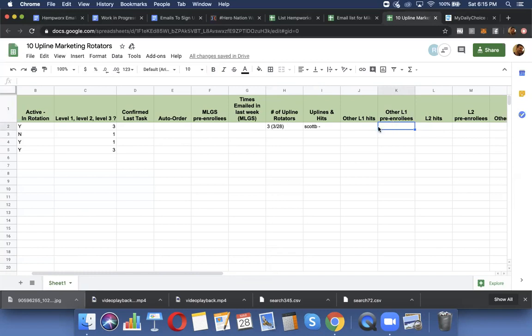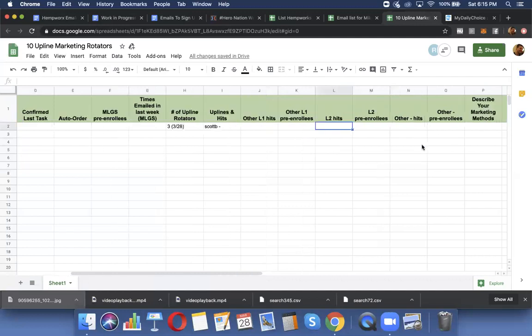Other level 1 pre-enrollees, so same thing. We don't just want to know how many hits they got, but we do want to know how many pre-enrollees they've got. Level 2 hits. If they're in level 2, then how many hits are they generating from all their level 2 strategies? And how many pre-enrollees have they gotten from all their level 2 strategies?